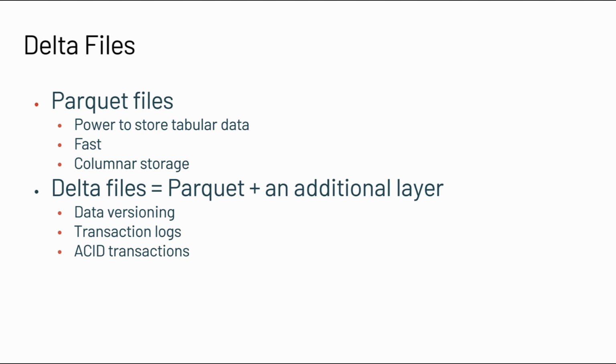Delta files leverage all of the technical capabilities of Parquet files, so they're fast, but they also have an additional layer over them, and that layer is going to track data versioning and metadata, and it also stores transaction logs so that you can keep track of changes made to a data table or to an object storage directory, and it's also going to provide ACID transactions, which we'll talk about in just a little bit.